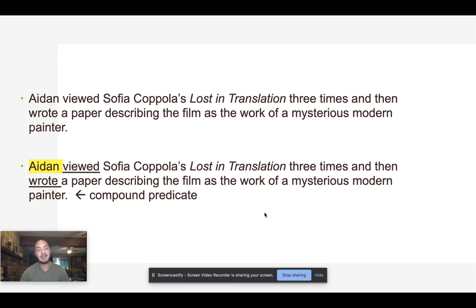It is a simple sentence with what is called a compound predicate. In this case, we have only one subject, Aidan, and then we have two verbs, viewed and then wrote. So our first verb and predicate phrase is Aidan viewed Sofia Coppola's Lost in Translation 3 times. And our second predicate phrase is wrote a paper describing the film as the work of a mysterious modern painter. So there's nothing wrong with this sentence. It does not need to be corrected at all.